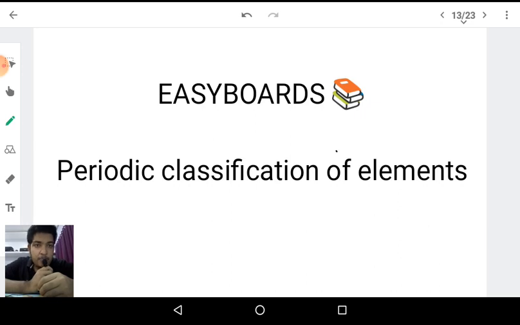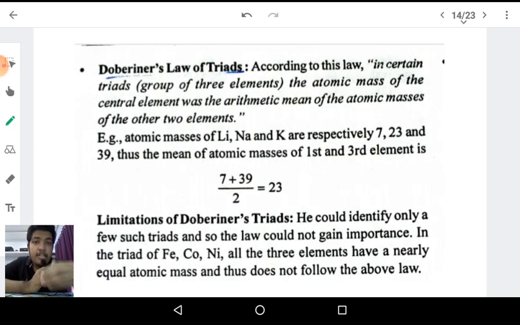Again, a small chapter which deals with just two topics. First topic, we are discussing the basis of classification, and second, we are discussing some important properties, the periodic properties of elements. So let's get started with the first topic, that is the different laws and different theories which led to the modern periodic table.